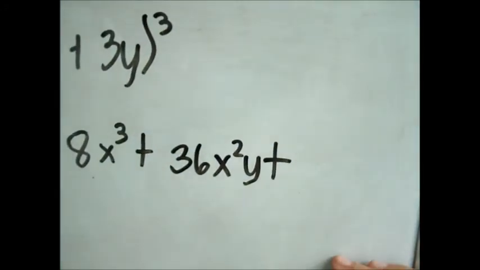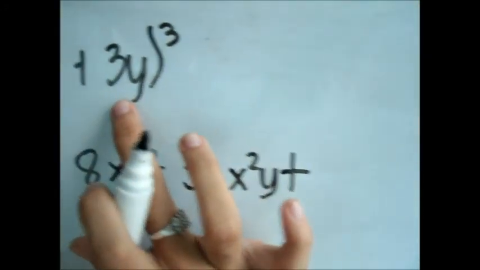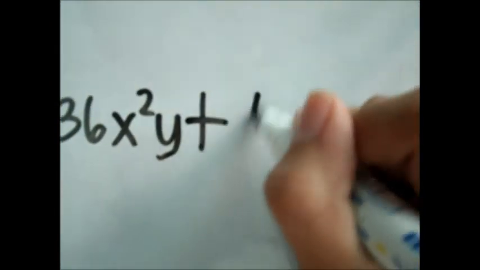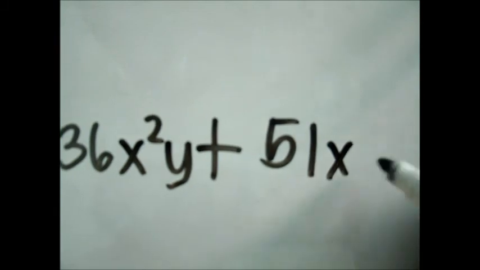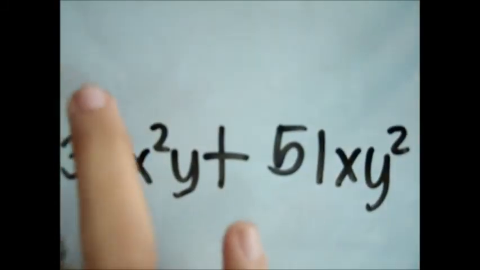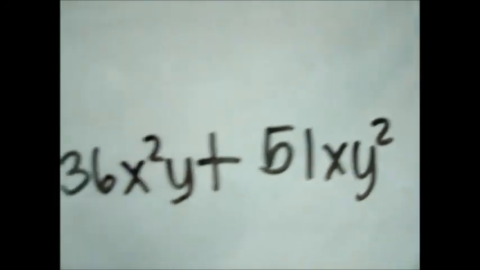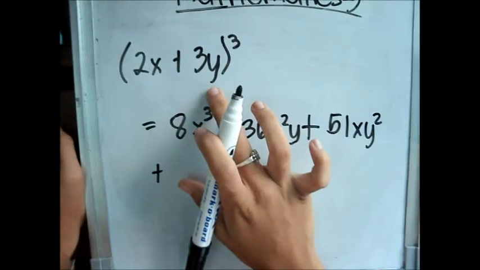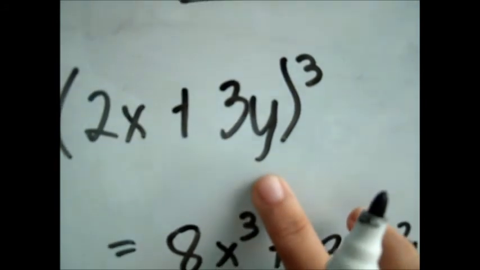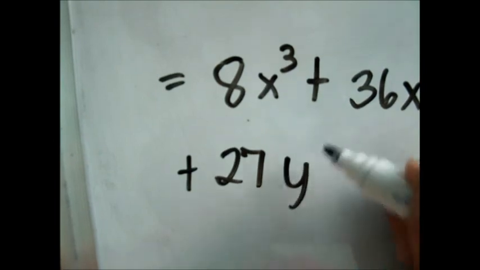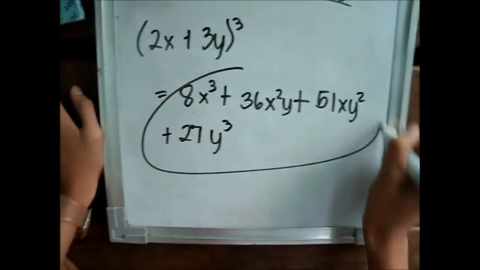The third thing you will do is square the last term, then multiply it to the first term, then multiply it by the exponent. The answer will be 54xy squared because you squared the last term. And cube the last term. The answer will be 27y cubed. So that's the answer.